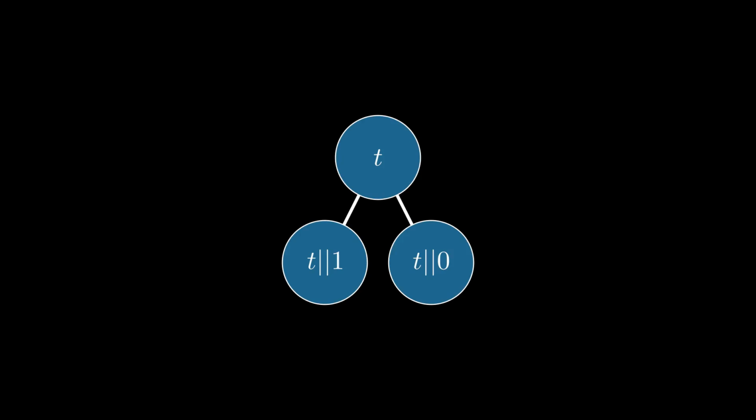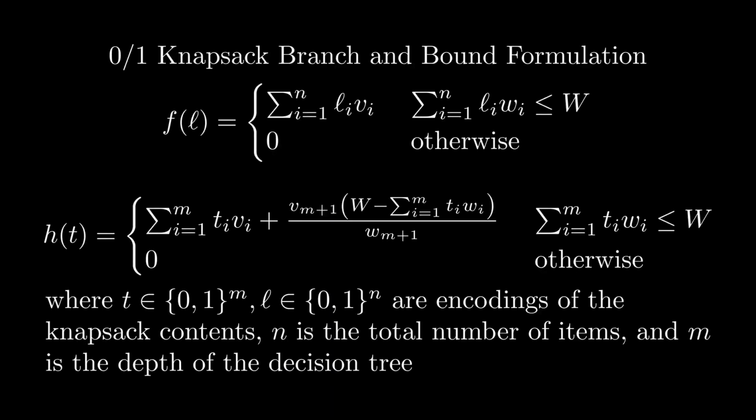The naive approach to this problem would be to iterate over all the 2 to the n leaves and identify the subset which maximizes the total value whilst respecting the weight constraint. However, we can do better using branch and bound. In particular, we define our function f that we want to maximize to simply be the total value of the knapsack represented by each leaf.